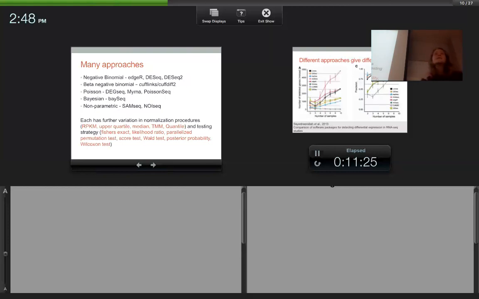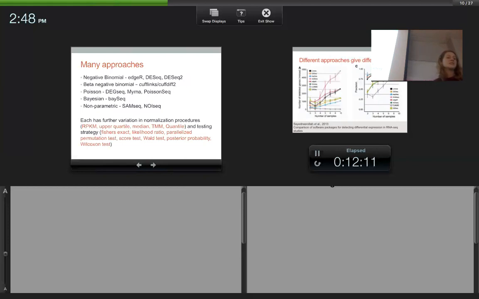There's the cufflinks package, which is beloved by, for some reason, the animal science people. The plant people always use EdgeR and DE-seq. Why? I don't know. Different communities land on different things that they really like. But cufflinks uses a beta negative binomial, I believe. There are a few packages that still use a Poisson distribution. There's a Bayesian approach that people are getting very excited about. And the non-parametric approaches, I would not use those unless you have a lot of biological replicates. So the SAM-seq and the NOI-seq, or noise-seq, I guess it might be noise-seq, I definitely wouldn't use without lots of replicates.